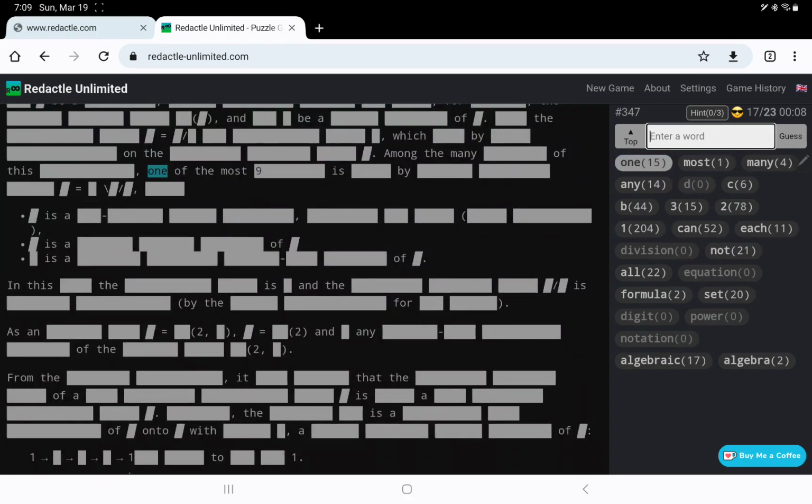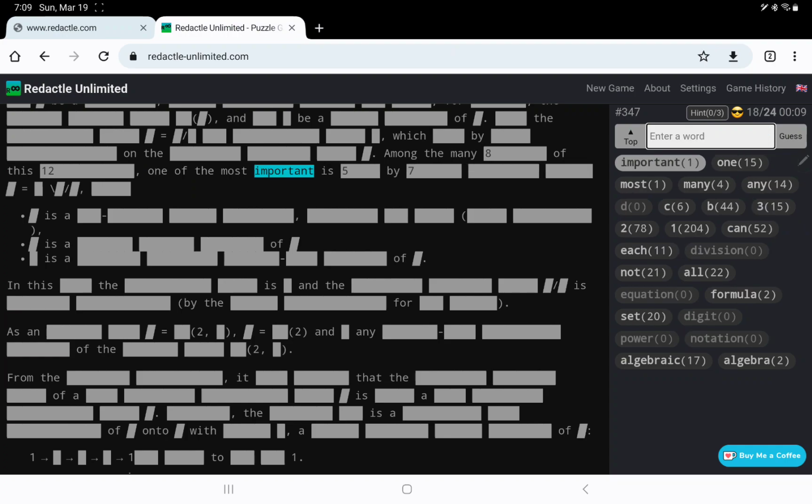One of the most, 9. Among the many, 8 of this 12. So like the many attributes of this something. One of the most important, maybe? Yeah, is 5 by 7, 9, 6. And then are we getting that written out here as 1 equals something? Is that somebody with their arms up or a backward slash, forward slash? I don't know what that notation means.